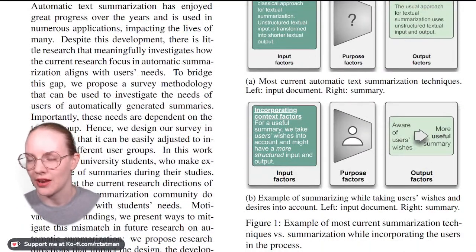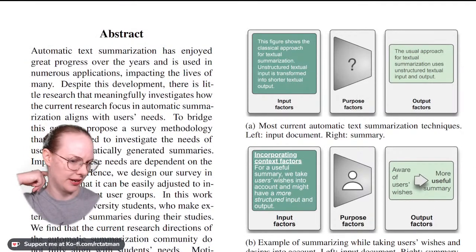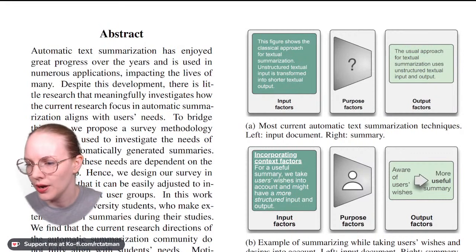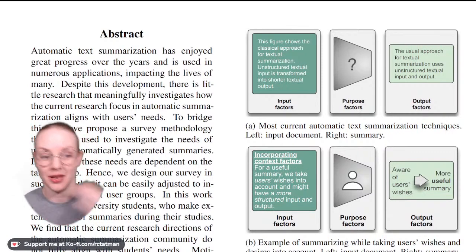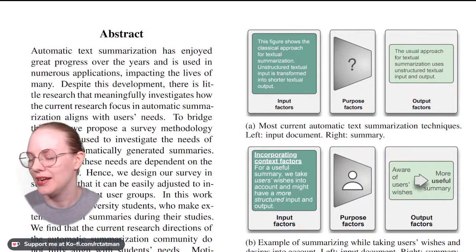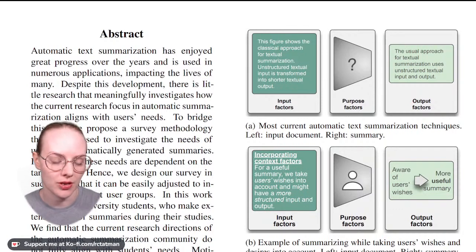So we have a little bit of a figure here that I'm sure we'll get to in the text, but let's look at the figure first, because I think that sometimes that can help to ground the text a little bit. So the top figure is most current automatic text summarization techniques, left input document, right summary. So here you have the document. This figure shows the classical approach for text summarization. Unstructured textual input is transformed into shorter textual output. Unstructured here meaning that there are no further data structures on top of it. Like there's no tagging, there's nothing that's computer readable. It doesn't mean that the text itself does not have internal structure. And then something happens in the middle. And then the output here would be the usual approach for textual summarization uses unstructured textual input and output. So you can see some information has been removed, but the main sort of gist of the text has stayed.